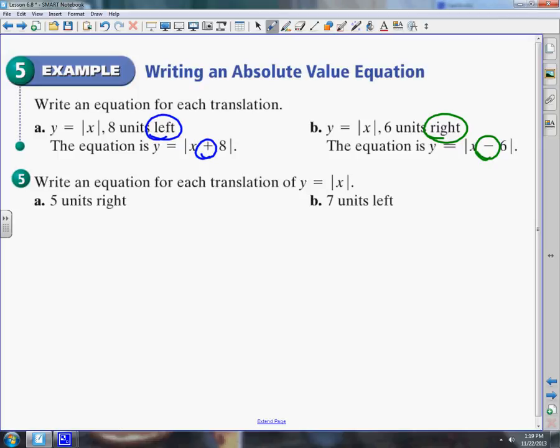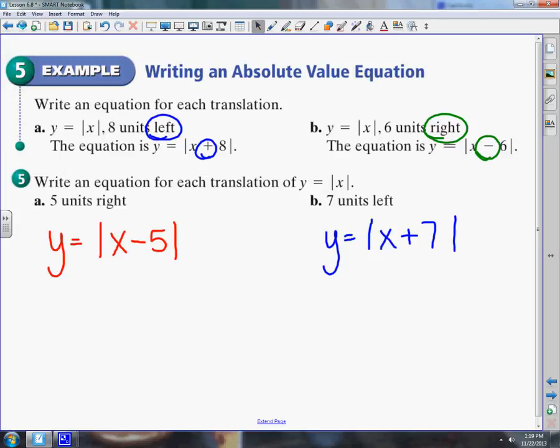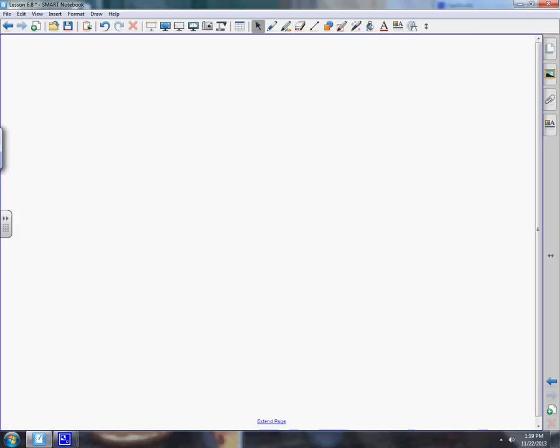Okay, so try these two. If I want to write an equation, my equation would be y equals the absolute value of x minus 5. Because I'm going to the right, that means I'm going to subtract. And then y equals the absolute value of x plus 7. All right, that's it for your notes.